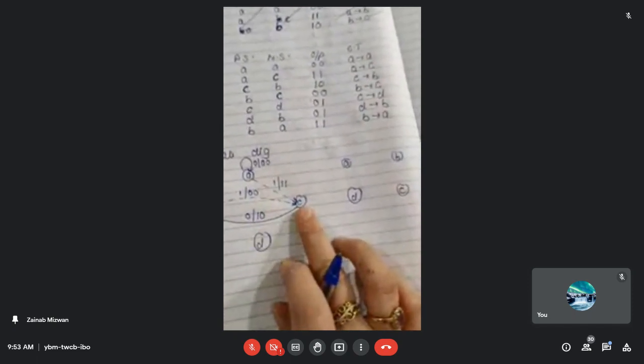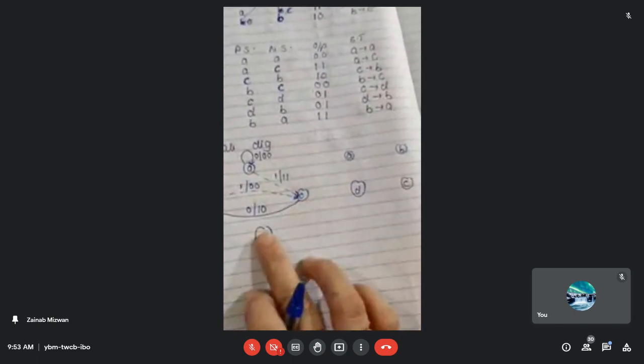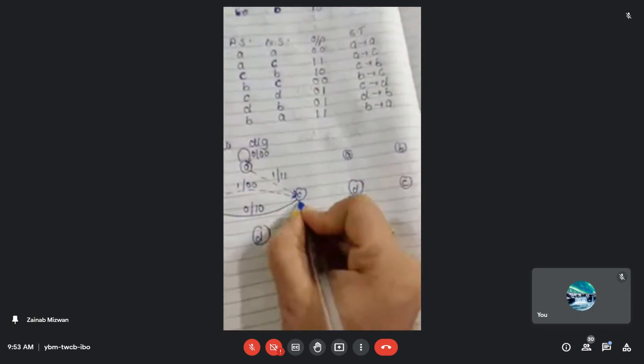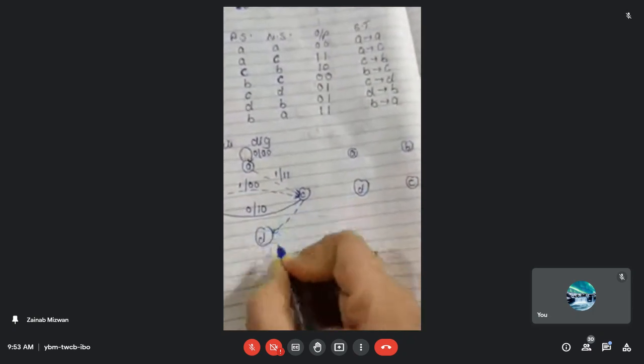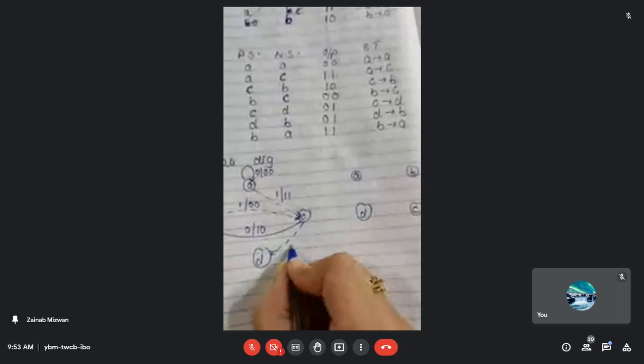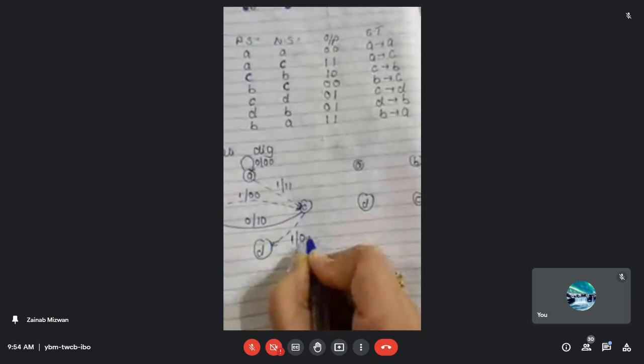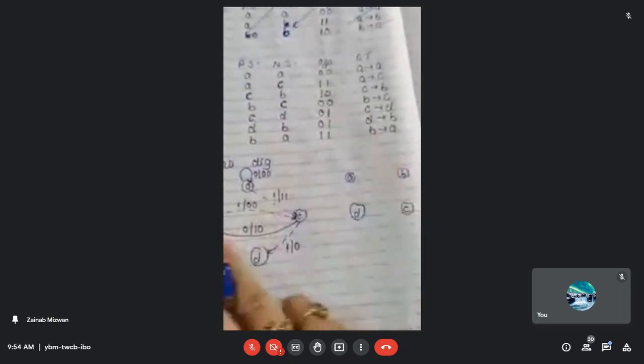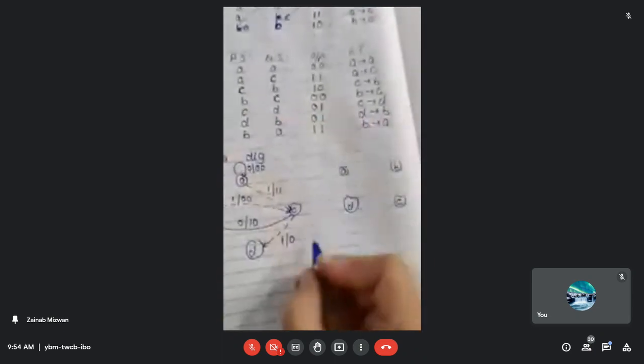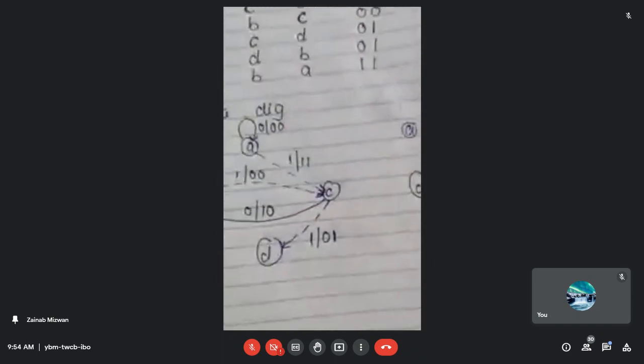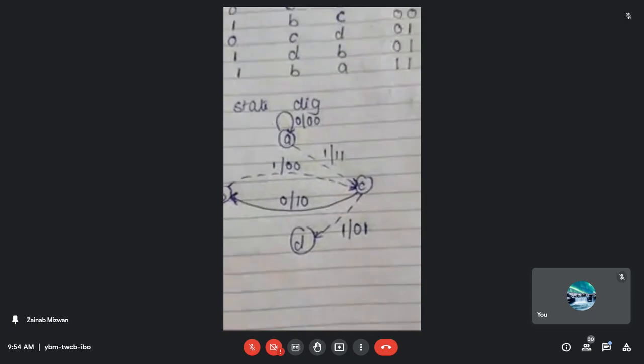Now again from state C, we are moving to state D over here. But how are we moving? When the input is 1. So again I am going to draw with the dotted line. What I have over here is the input is 1 and the output is 0 1. So we got the input is 1 and the output is 0 1.